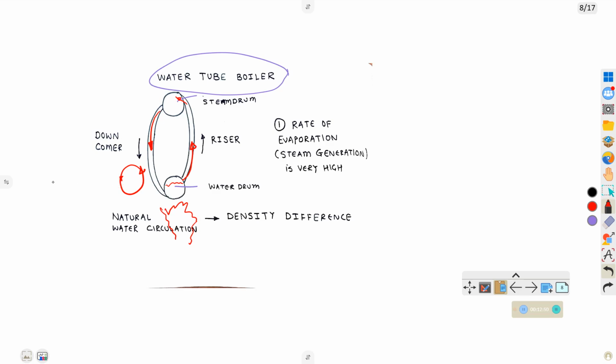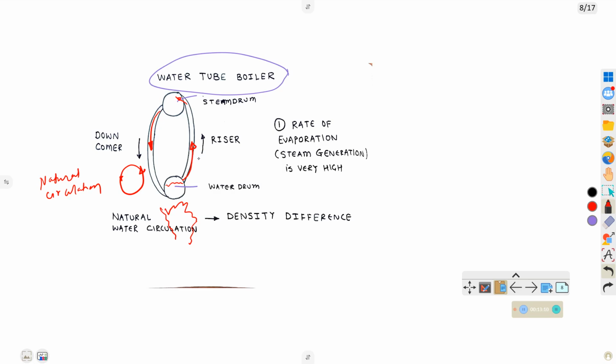So this is a natural circulation. So in a water tube boiler there is a natural circulation. Why is this happening? It is happening because of the density difference.